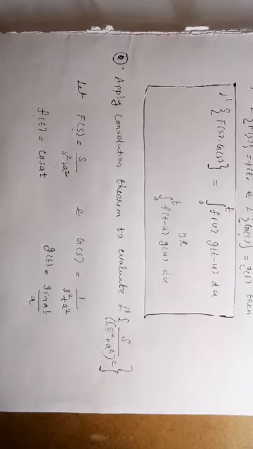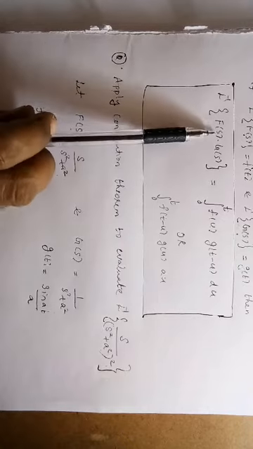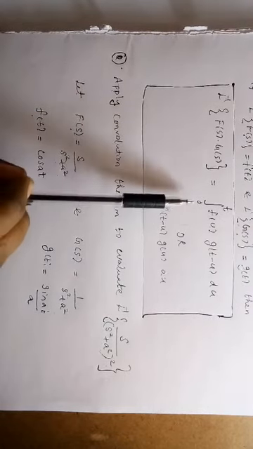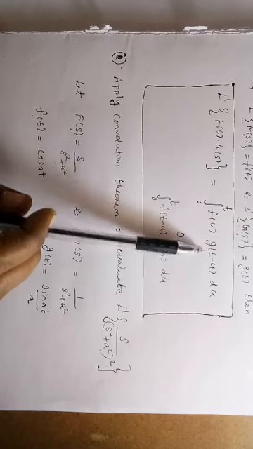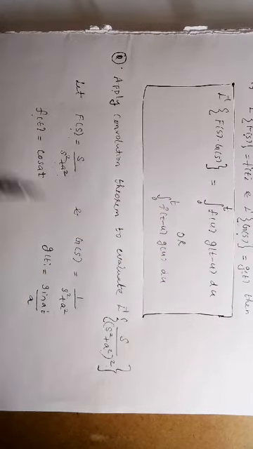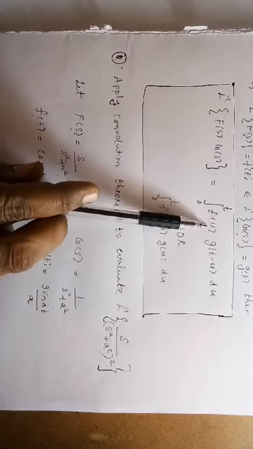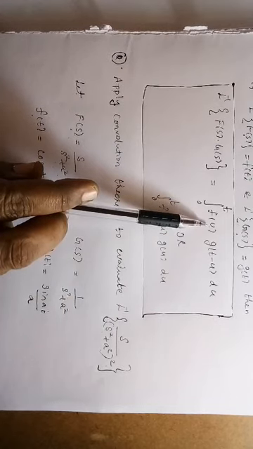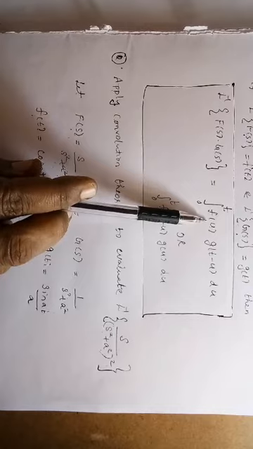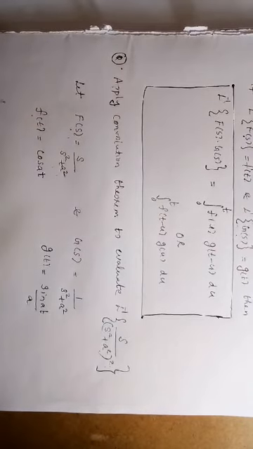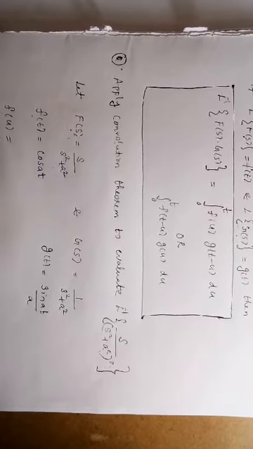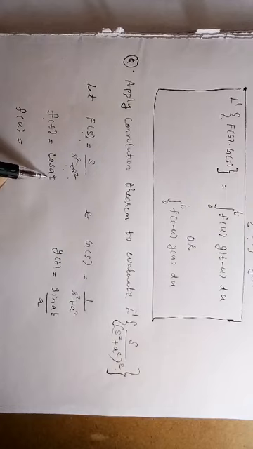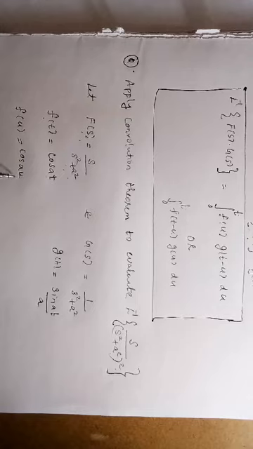Now, what is the theorem? We have the theorem: inverse of F(s) into G(s) is equal to integral 0 to t f(u) g(t minus u) du. So that means we have to write the given function f(t) in terms of u. Here the integrating variable is u. Similarly, here f(t) equals cos at, so f(u) equals cos au. Simply replace t by u.